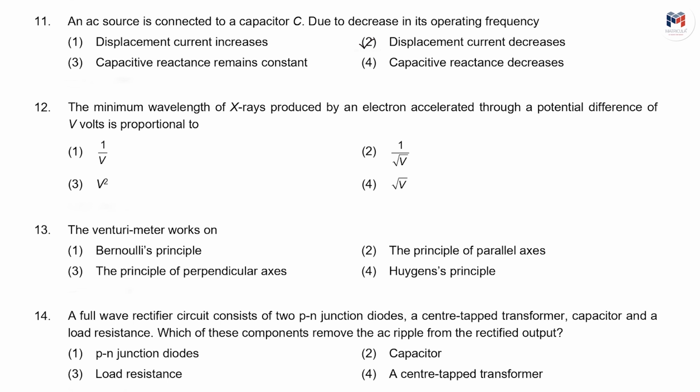Question number 12. The minimum wavelength of X-rays produced by an electron accelerated through a potential difference of V volts is proportional to. The answer is option number 1, 1 by V. Question number 13. The Venturi meter works on. The answer is option number 1, Bernoulli's principle. Question number 14. A full wave rectifier circuit consists of two PN junction diodes, a center tap transformer, capacitor and a load resistance. Which of these components remove the AC ripple from the rectified output? The answer is option number 2, capacitor.